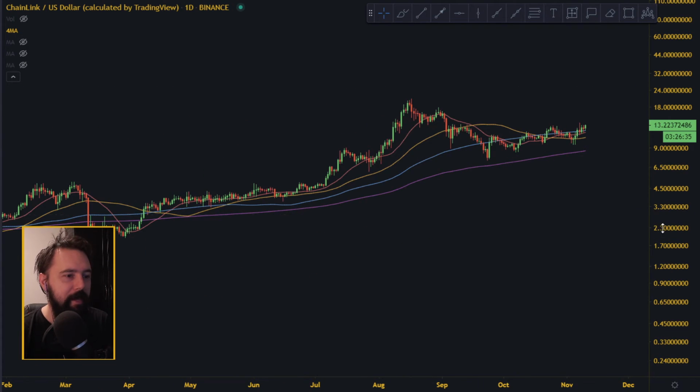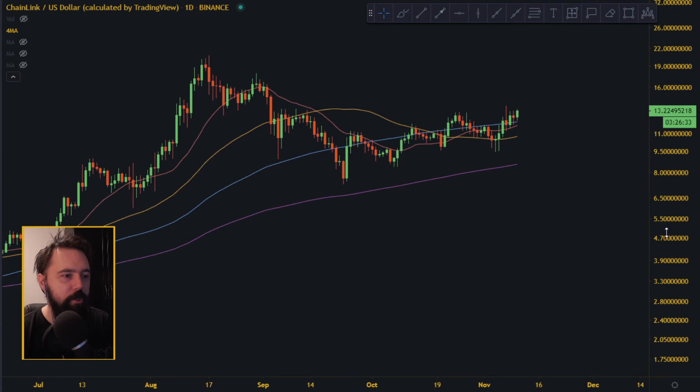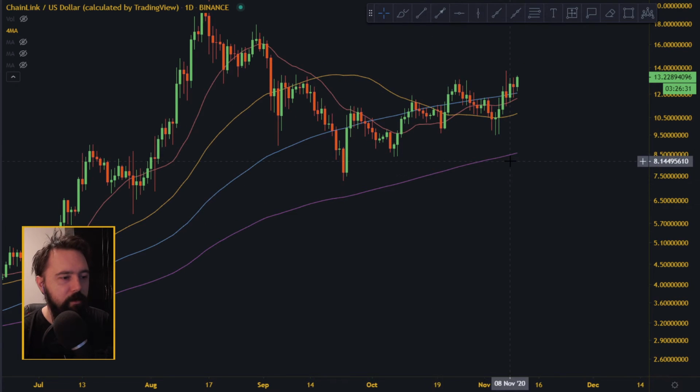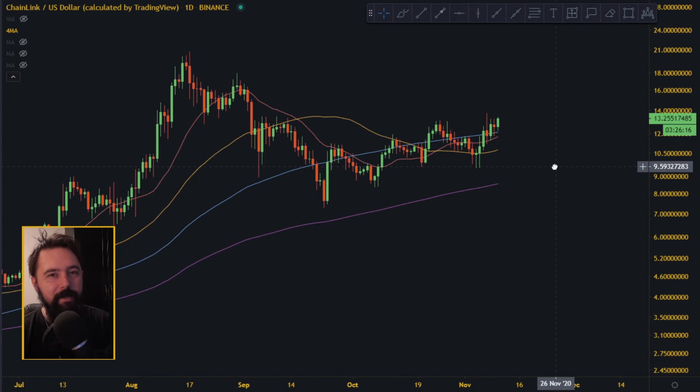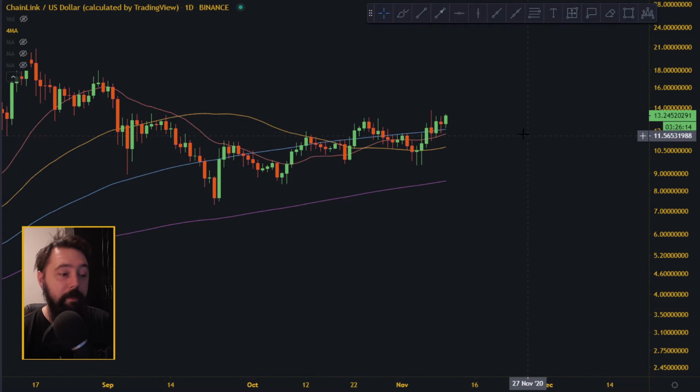So now let's look at the daily, and daily also looking very bullish. This is the 200 moving average, and the blue one is the 100 moving average, and you can see here it got rejected from 200, rejected from 200, and now it's up above the 200. No, 100. The blue is 100. Rejected. Maybe it's gonna get rejected again. Do you think it's gonna get rejected again? I don't know. I don't think so.